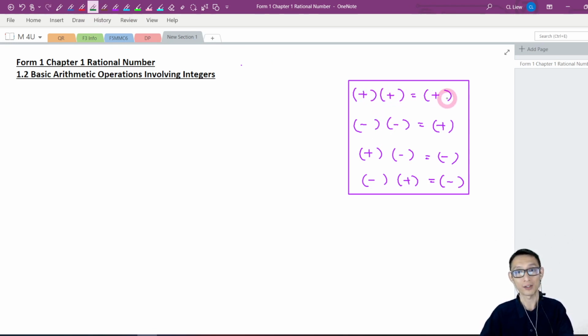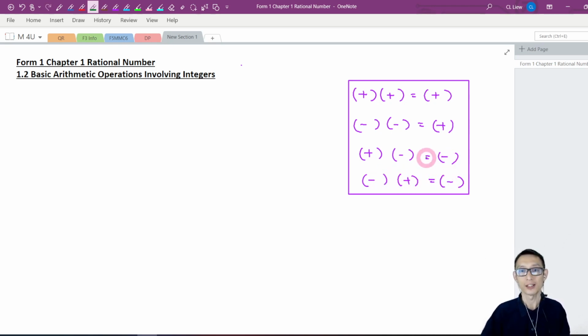Positive, positive, you get positive. Negative, negative, you get positive. Positive, negative, you get negative. And negative, positive, you get negative. In other words, when the two signs are the same, they generate a positive answer. Positive, positive, you get positive. Negative, negative, you get positive. When their signs are different, they will generate a negative answer. Positive, negative, you get negative. Negative, positive, you get negative.